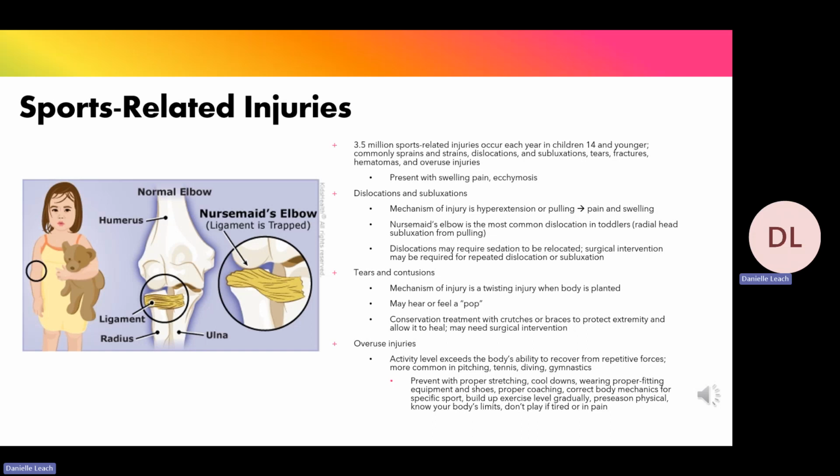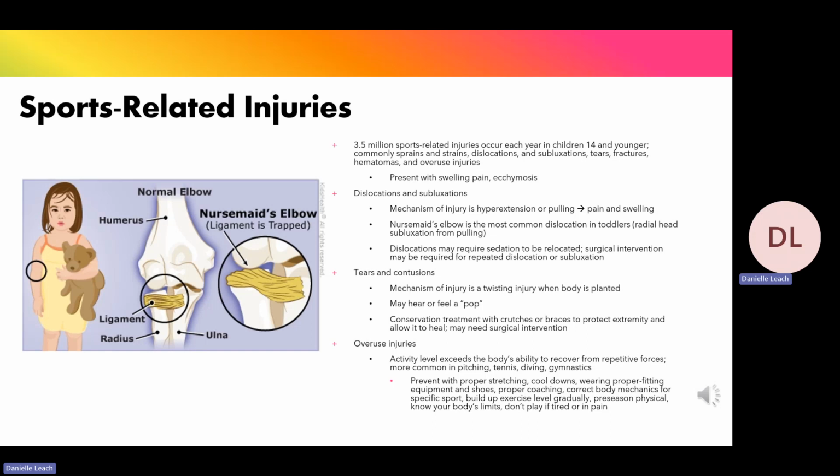With dislocations and subluxations, the mechanism of injury is hyperextension or pulling, which then causes pain and swelling. So one of the most common dislocation injuries in toddlers is called nursemaid's elbow, where the radial head subluxation from pulling. So you may have heard about this or had a child with this before if you have kids.